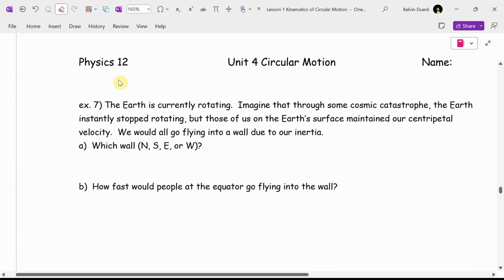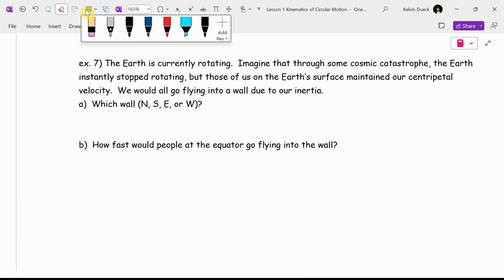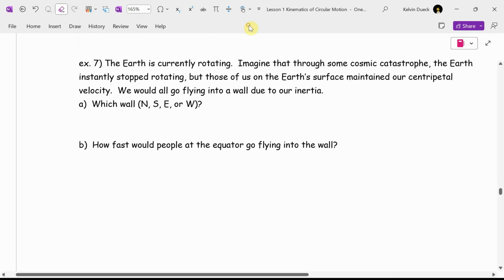Next page. The Earth is currently rotating. Yes, it is, Mr. Dueck. Imagine that through some bizarre cosmic catastrophe, the Earth instantly stopped rotating. But those of us on the Earth's surface maintained our centripetal velocity. We would all go flying into a wall due to our inertia. First question, which wall of my classroom would we all go smashing into? North, south, east, or west? And convince me.